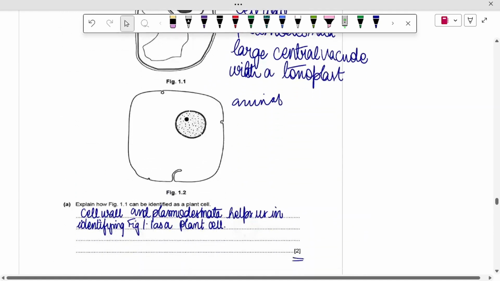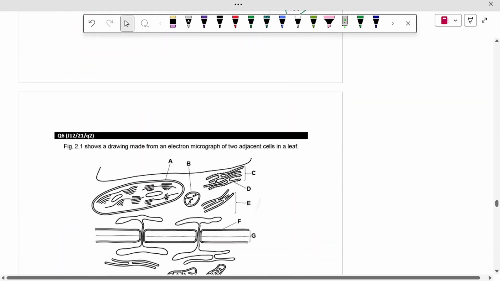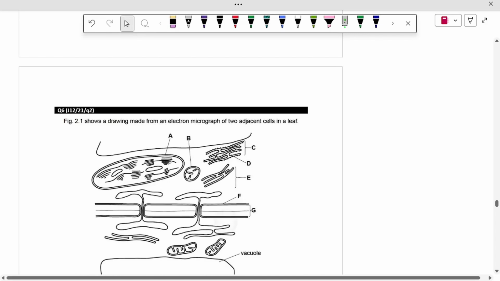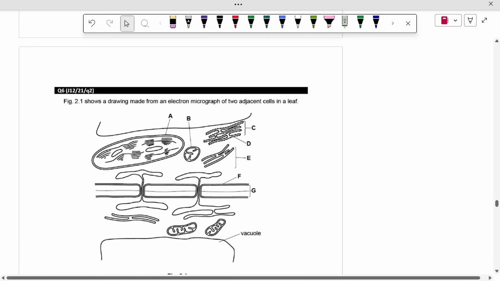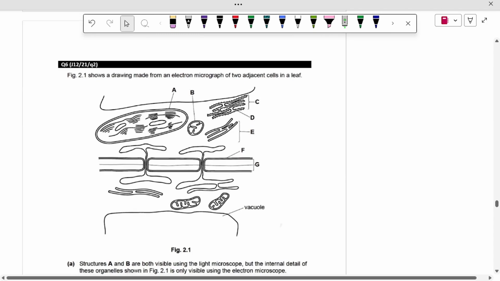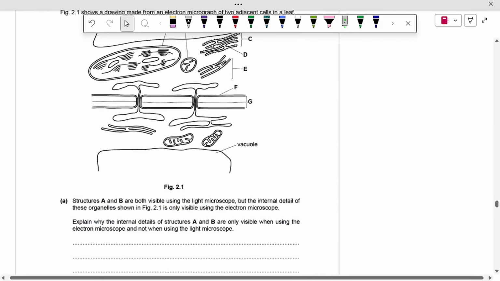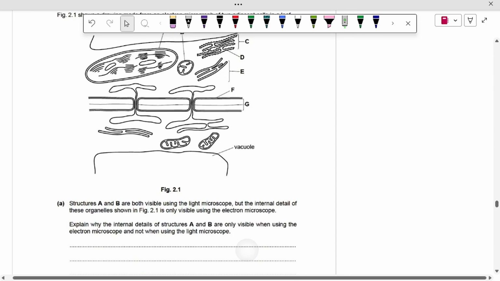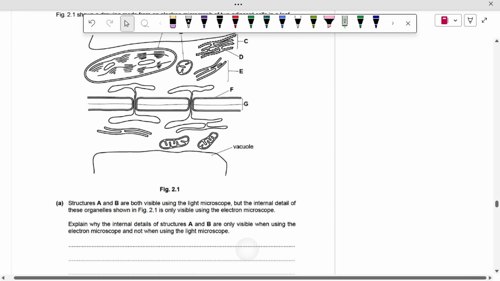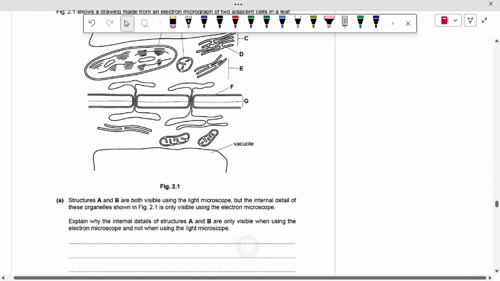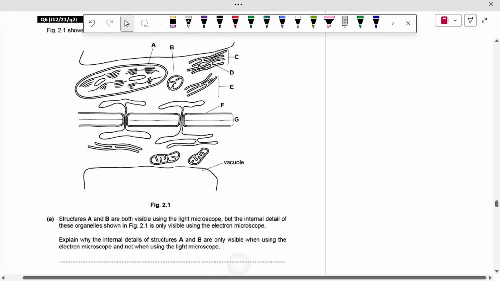Question number 5 we had already done. ये हमने कर लिया है. Let's do this question. Figure 2.1 shows a diagram made from an electron micrograph of two adjacent cells in a leaf. सही है. Structure A and B are both visible using the light microscope, but the internal details of these organelles shown in figure 2.1 is only visible using the electron microscope. ये हमें पता है. Internal detail आप सिर्फ electron microscope के through देख सकते हो.